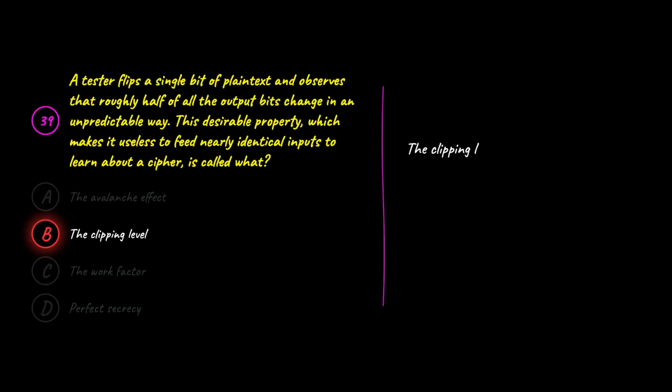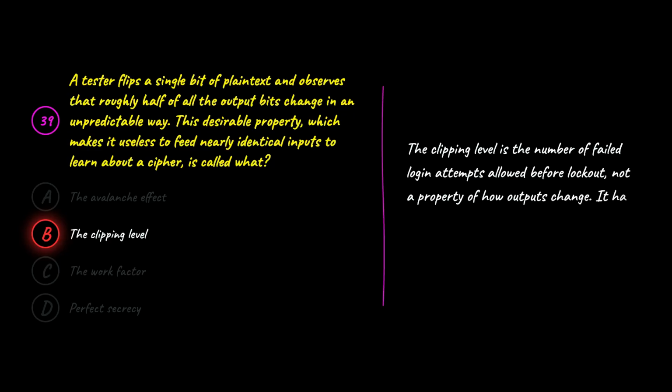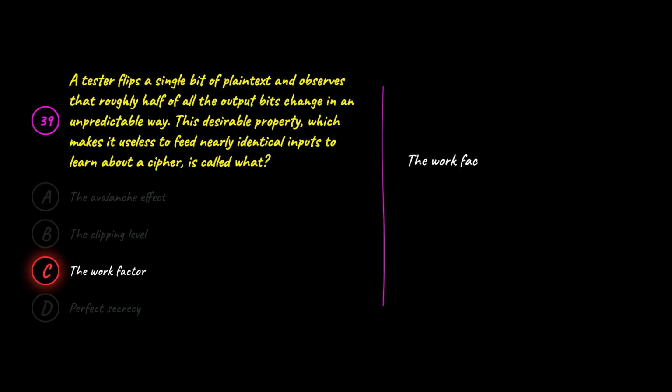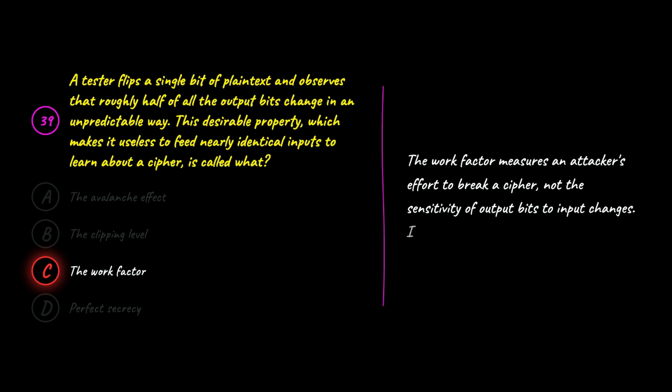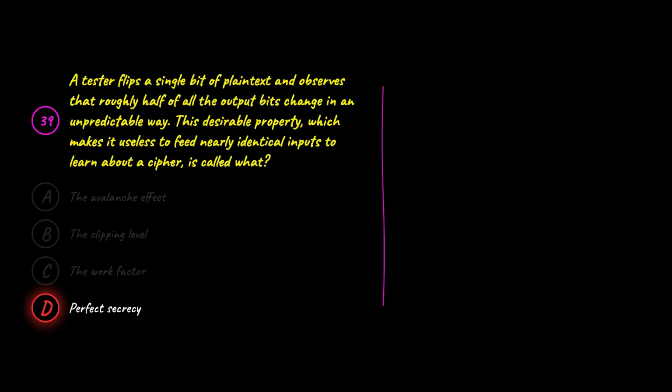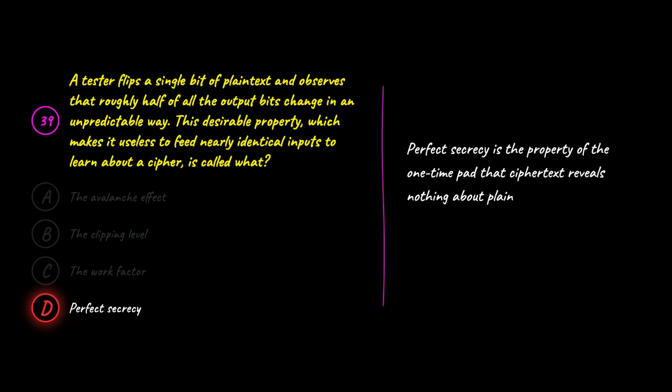B is wrong because the clipping level is the number of failed login attempts allowed before lockout, not a property of how outputs change. It has nothing to do with bit changes in ciphertext. C is wrong because the work factor measures an attacker's effort to break a cipher, not the sensitivity of output bits to input changes. It is a different concept. D is wrong because perfect secrecy is the property of the one-time pad that ciphertext reveals nothing about plain text. It is not the same as a large output change from a one-bit input flip.